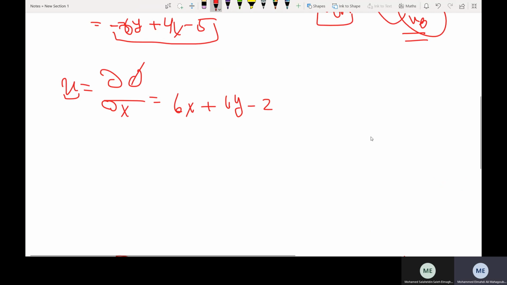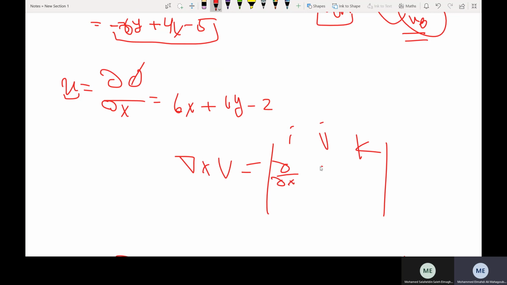So how can we do the curl? Curl of the velocity is equal to, put here your matrix i, j, k, because it's a cross product, and here you have partial by partial x, partial by partial y, partial by partial z. Okay, here we have u, v, and w. Okay, and this is of course equal to 0. We will not use this one because the flow is two-dimensional, so we can only use this.